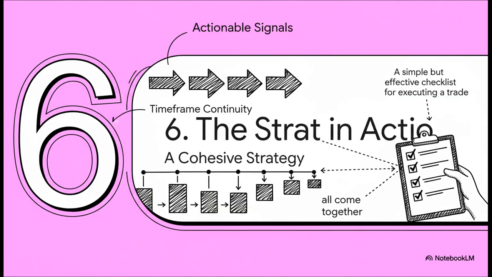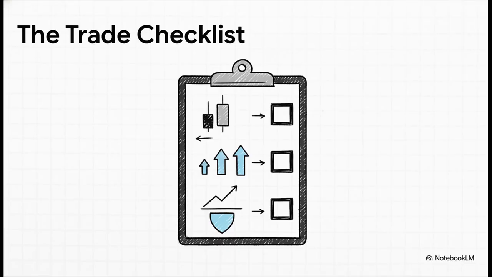So let's put it all together. We've got our actionable signals, we've got time frame continuity, and we have this natural cycle of broadening formations. So how does this all combine into a simple, powerful checklist for actually making a trade? Well, the process really boils down to this simple checklist. Before any trade, a Strat trader asks, 1. Do I see any actionable signals? 2. Is there full time frame continuity on my side? And 3. Do I have a clearly defined stop loss to manage my risk?